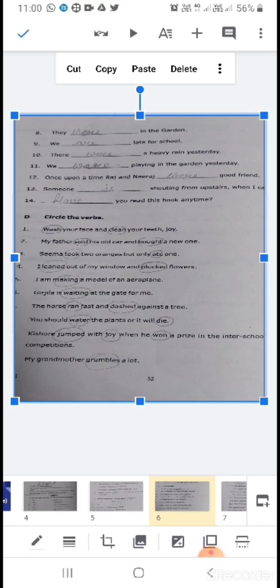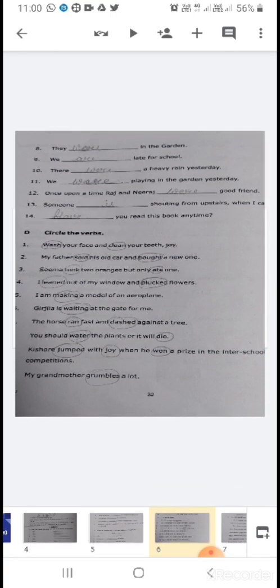Here jumped, joy and won, all the three are verbs. So you just have to circle out the jumped, joy, won. Now the 10th is my grandmother grumbles a lot. So here grumbles is an action word. So just circle the grumbles.